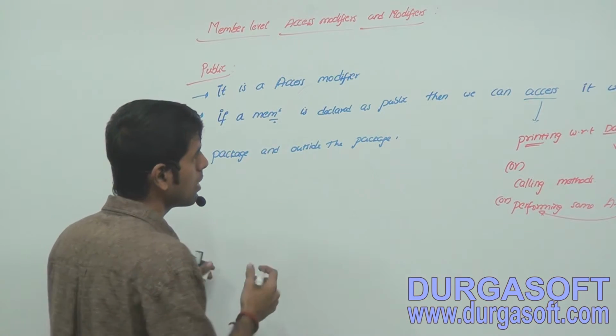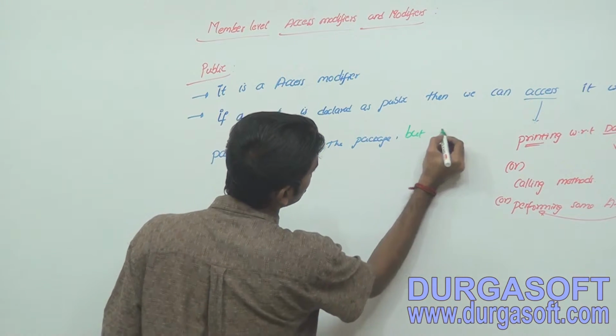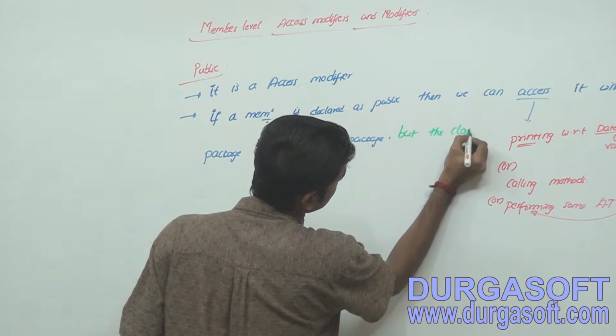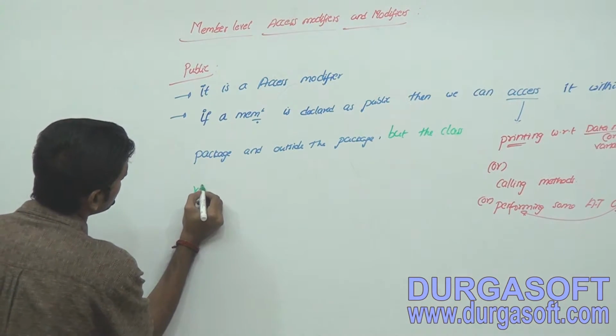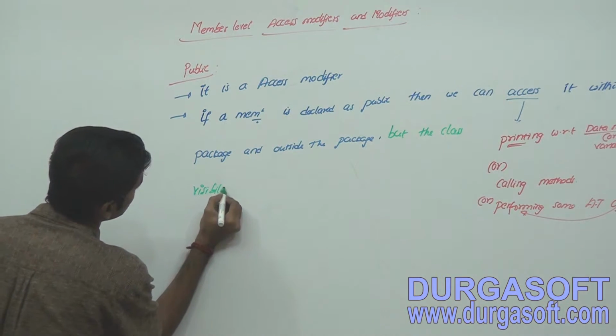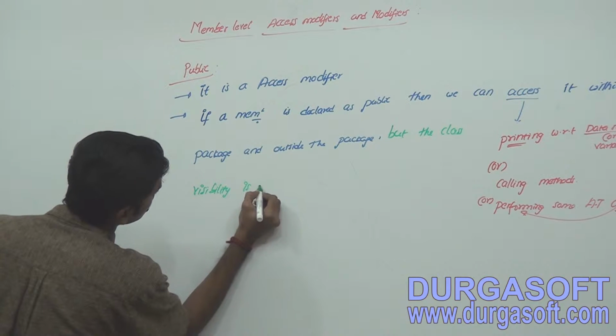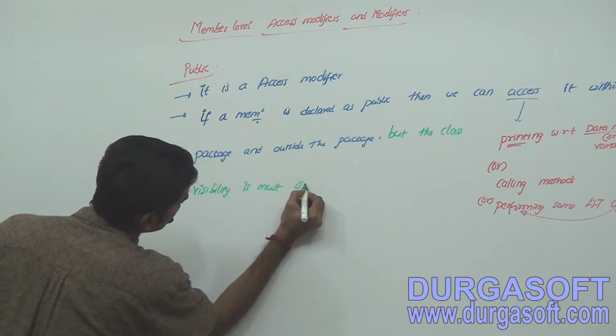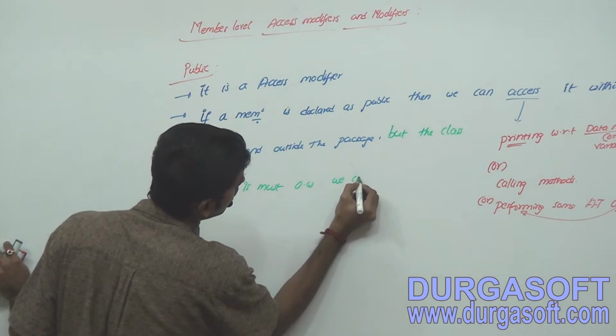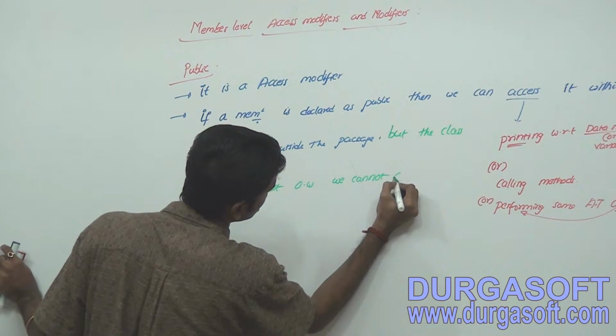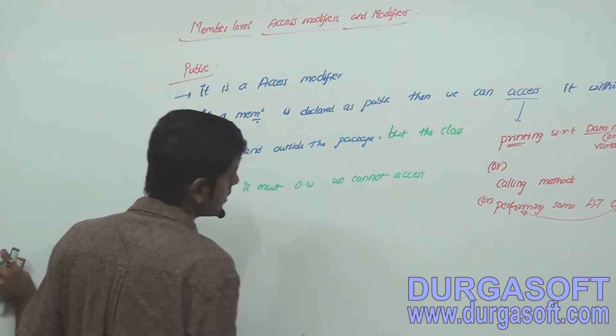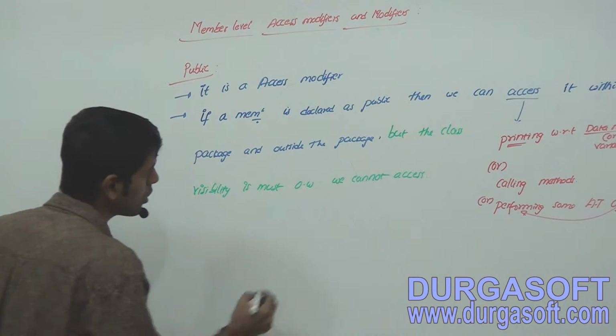Try to observe here. But the class visibility is a must, otherwise we cannot access. Getting? Otherwise we cannot do access. What does that mean? Please try to observe here.